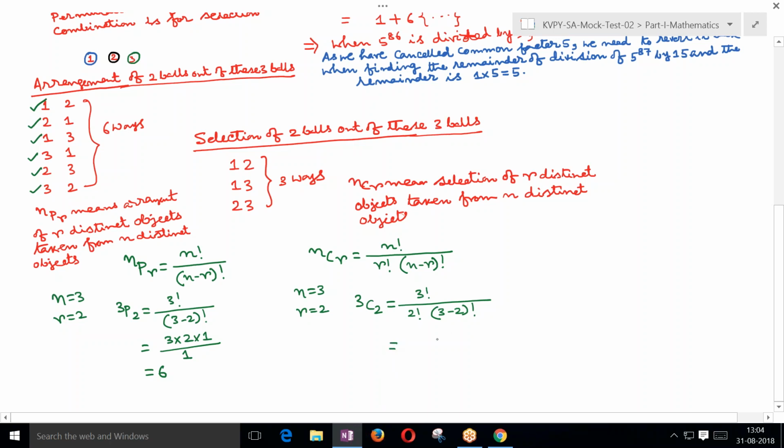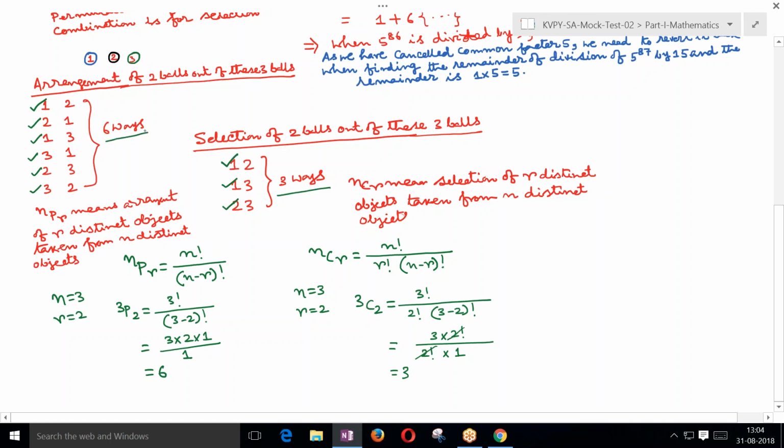So 3 factorial is 3 into 2 factorial divided by 2 factorial. 3 into 2, 1 factorial is 1. These 2 factorials get cancelled. That is the 3. That's why we get 3. 1 2 is one selection, 1 3 is another selection, and 2 3 is another selection. There are 3 ways. But in case of permutation, we get 6 ways.